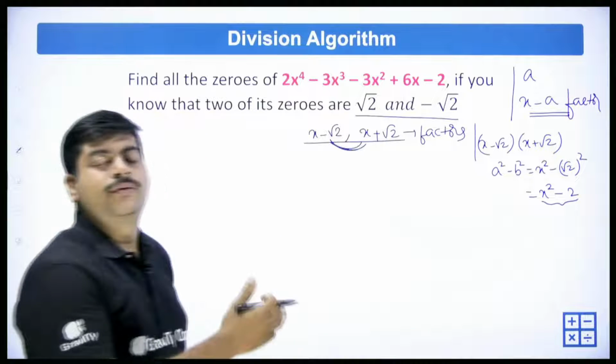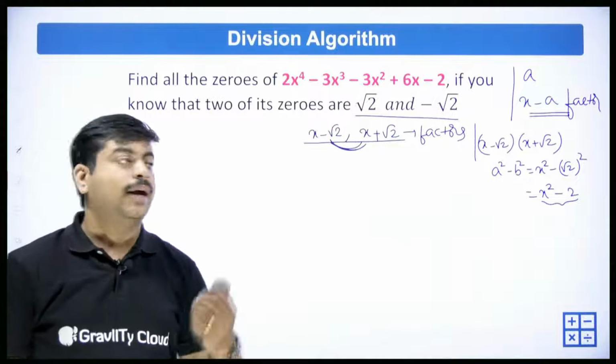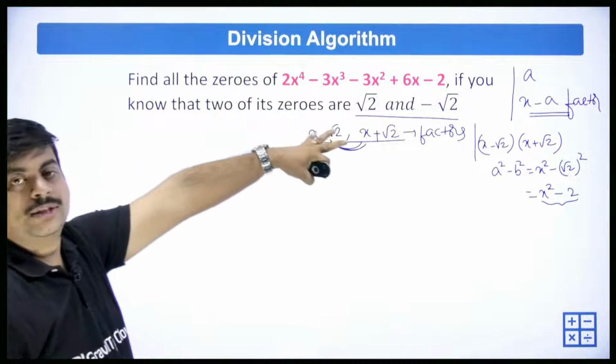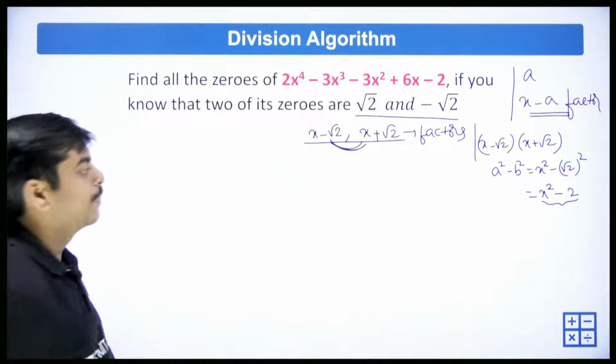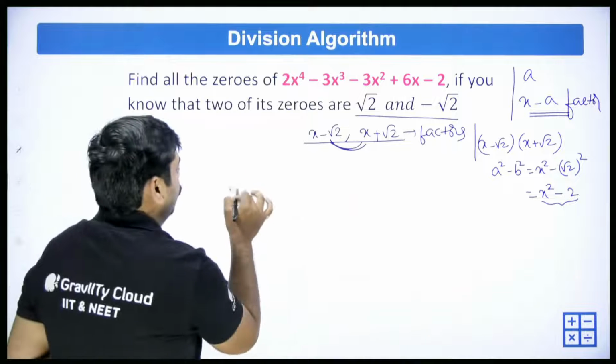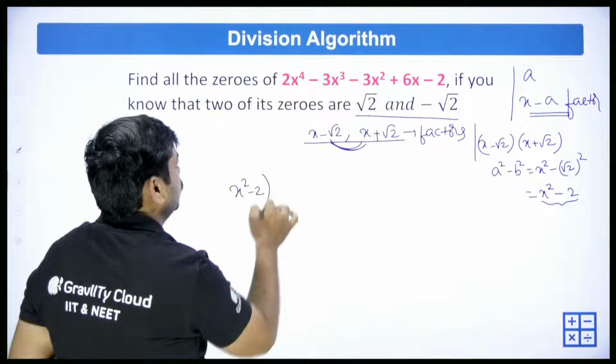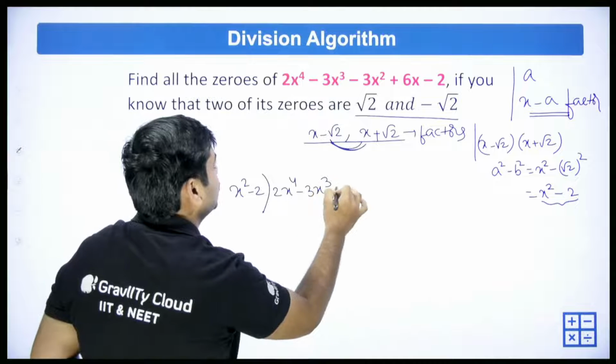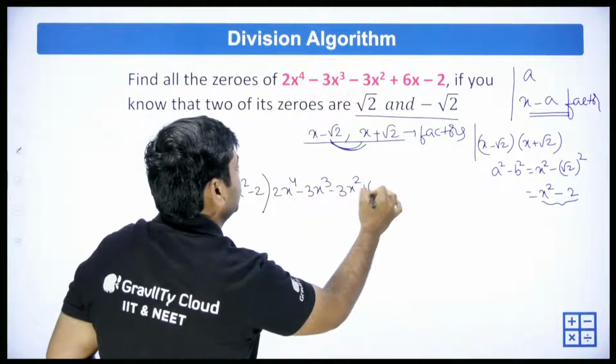So we need to find the other factors. From there we can try to find the remaining zeros. Find all the zeros. We already know 2 zeros. Let's try to find the remaining ones. So now let's go for division again. X square minus 2, and this is 2x power 4 minus 3x cube minus 3x square plus 6x minus 2.